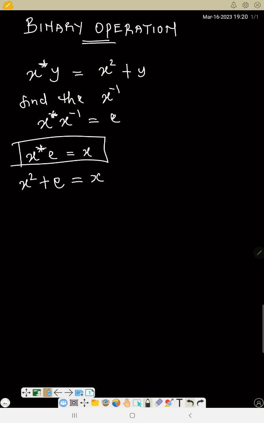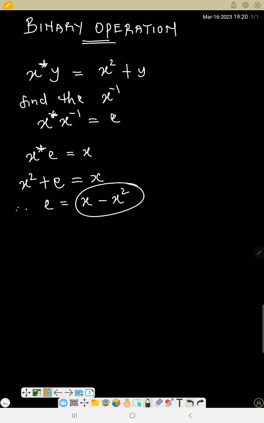So this X * E is this. Based on this, X remains as X, Y is E. Remember, everything is equal to X. So like that. Now make E the subject of the formula. So this becomes E is equal to X - X². Now this is the identity element.